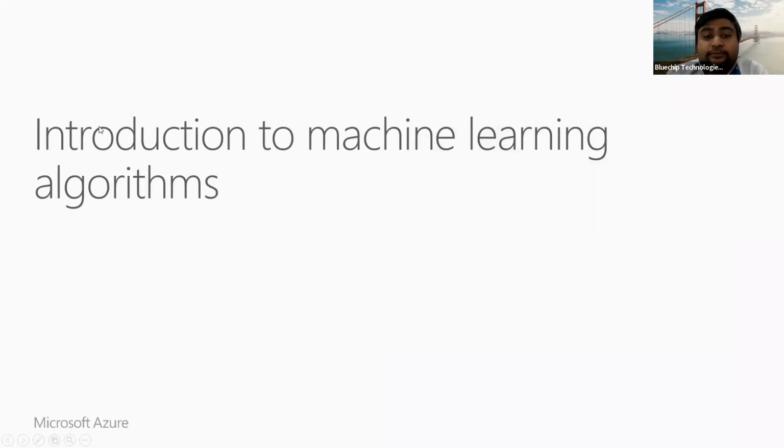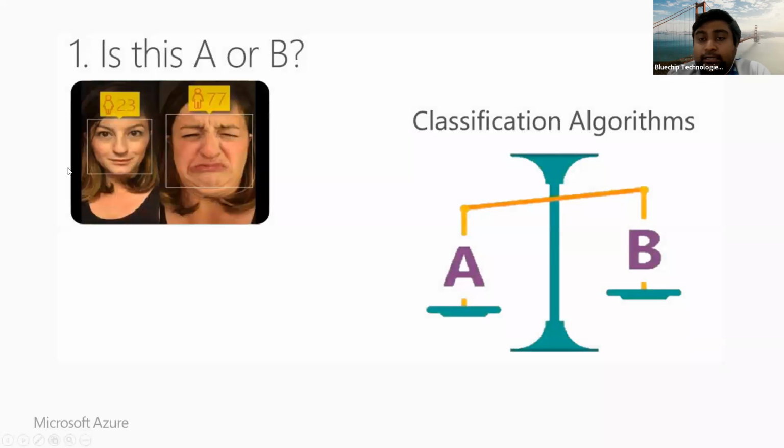So next, we look at some of the algorithms that we can use in machine learning. Remember, these are not the only algorithms. I'm just showing some of the basic algorithms that we can use, but there are many other algorithms that we can use as well. One algorithm is called the classification algorithm.